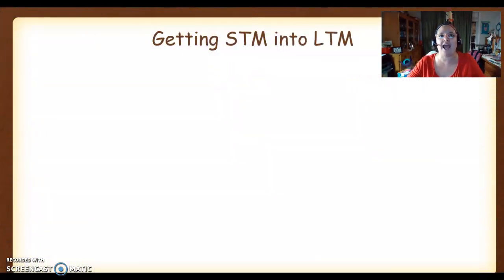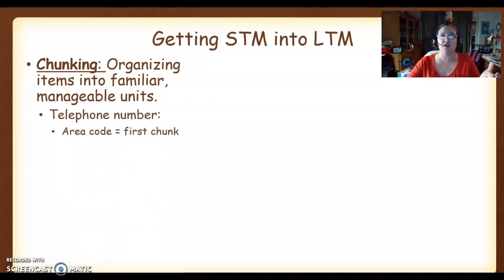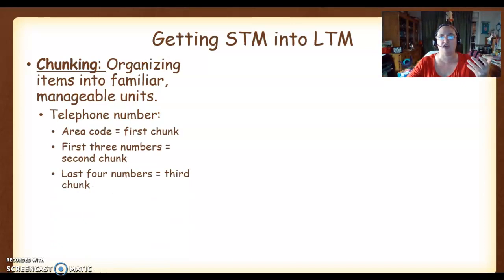So let's talk about how we're going to get that short-term memory into long-term memory. The first thing we could bring up is chunking, organizing our information into familiar and manageable units. So for example, we know with telephone numbers, you have your area code, that's your first chunk, the first 3 numbers are your second chunk, and then your last 4 numbers are your third chunk.